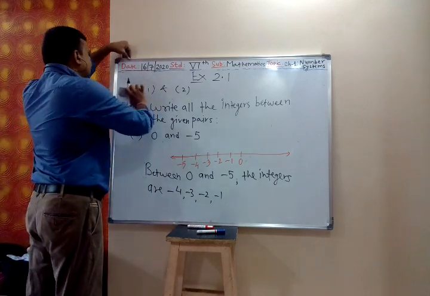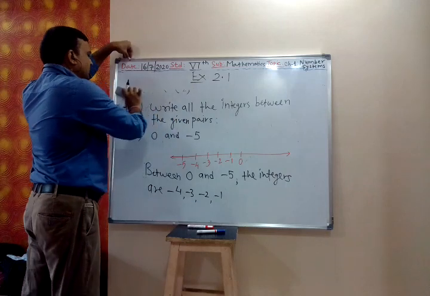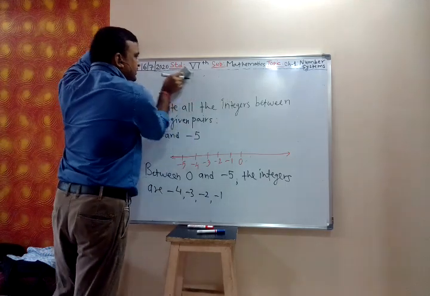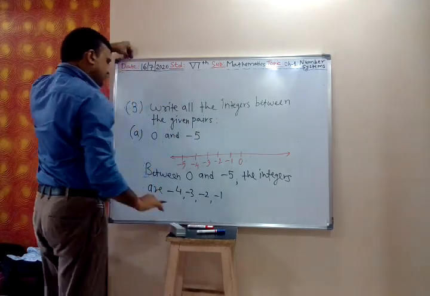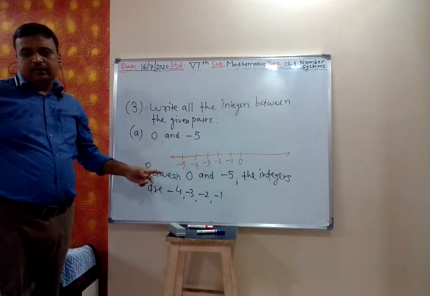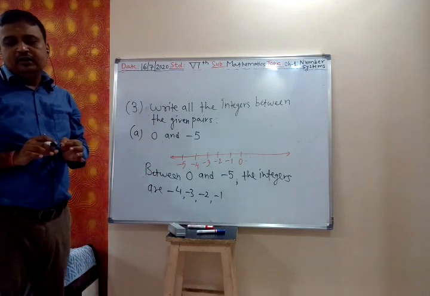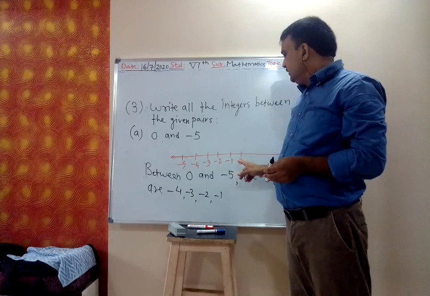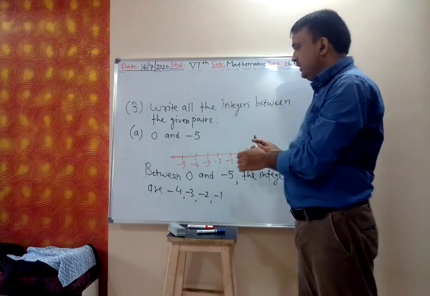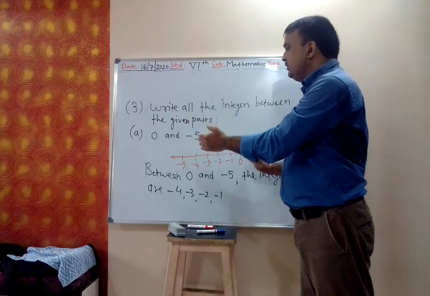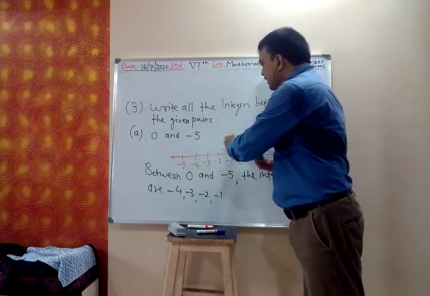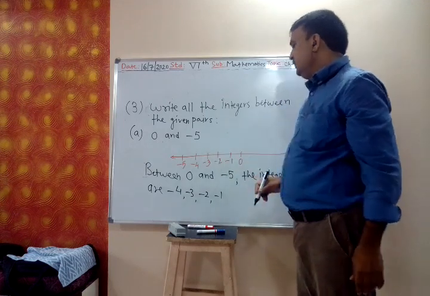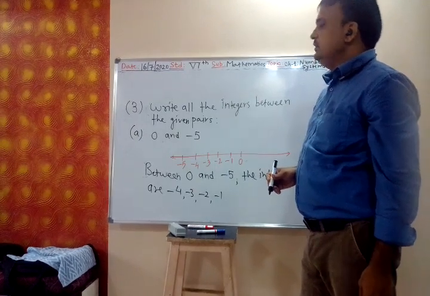Yes, that I will send in the WhatsApp group. That textbook PDF I will send in the WhatsApp group. So the integers between 0 and minus 5, what are the integers? To find the integers between 0 and minus 5, I will move to the left. So the next integers are minus 1, minus 2, minus 3, minus 4. They are the integers between 0 and minus 5.